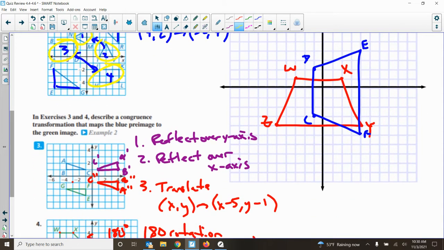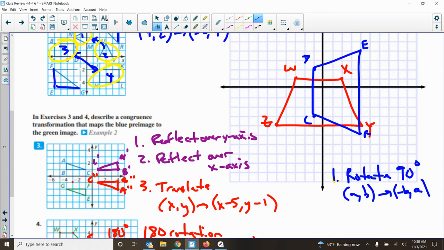Looks like if I rotate red 90 degrees, that should work just fine. And again, remember, (a, b) goes to (-b, a) for a 90-degree rotation. So let's change to green and do each point individually.